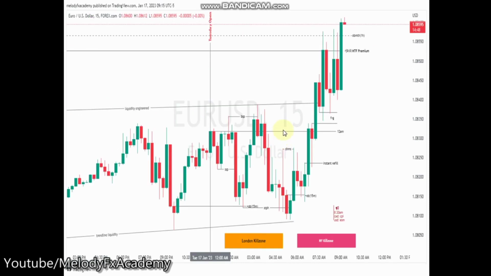Okay, let's go down. This is the opening price, 12 a.m., and this trend line has been there since yesterday, because yesterday was sideways movement. So we had liquidity resting below here and liquidity being engineered above that trend line. I'm only interested in long setups.